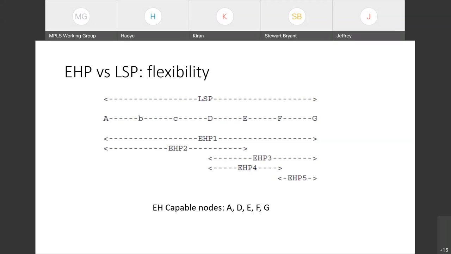I asked Jeffrey about that. If we can do an indication that this extended header is applicable to this node, but I don't think he's doing this. There is no indication in the packet. A node will have to process all EHPs if there are EHPs.